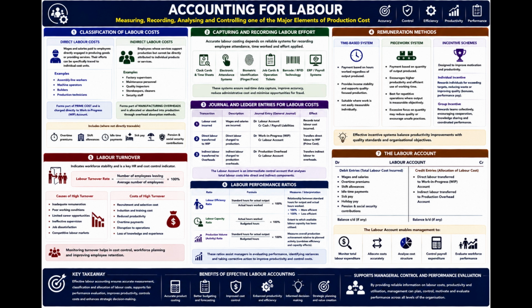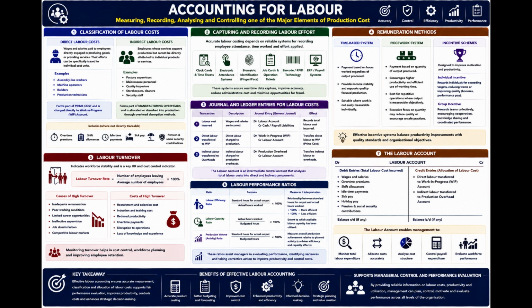Many organizations supplement basic remuneration through individual and group incentive schemes designed to improve motivation and productivity. Individual incentive plans reward employees for exceeding production targets, reducing waste, or improving quality through bonus payments or performance-related pay. Group incentive schemes reward teams collectively, encouraging cooperation, knowledge sharing, and coordinated performance, where production depends upon teamwork rather than individual effort. Effective incentive systems should balance productivity improvements with quality standards and organizational objectives.